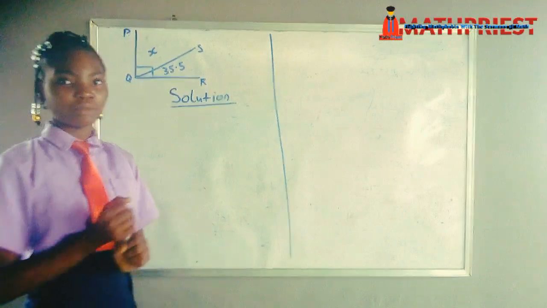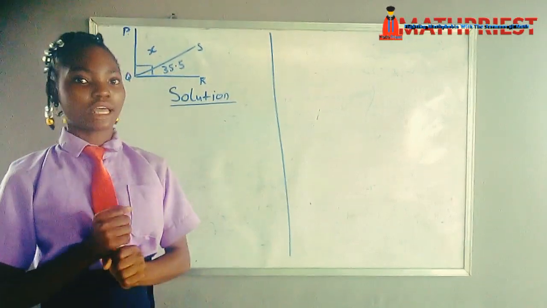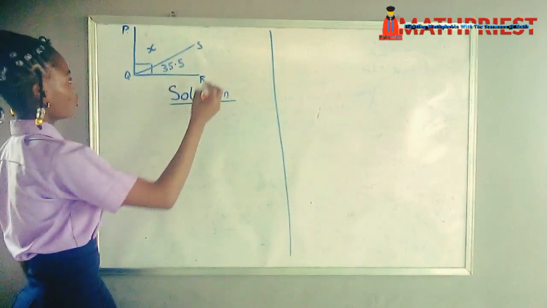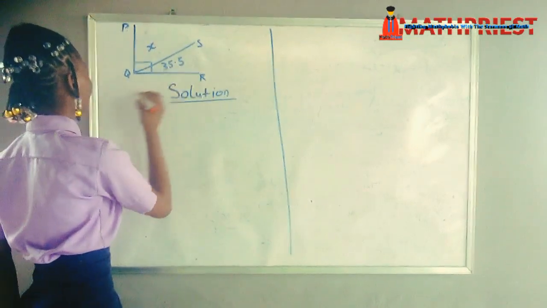Hello everyone, my name is David Juliet Harrison. I am here to solve this problem. In this problem, I am asked to find angle SQR.